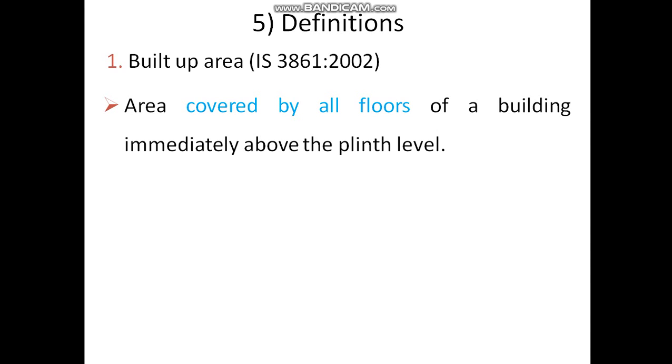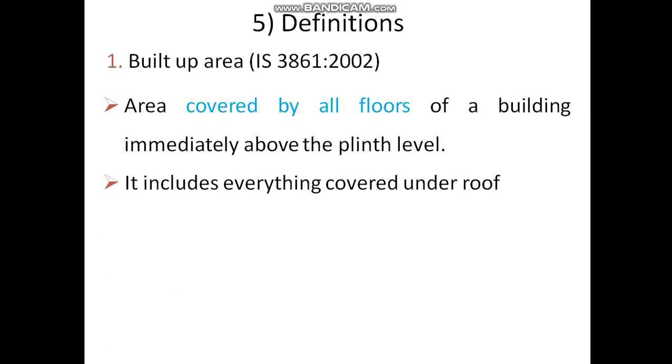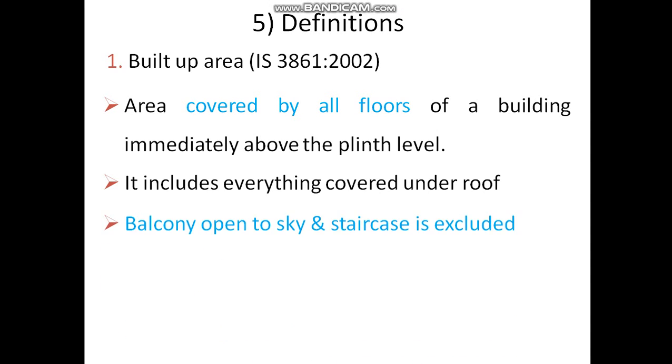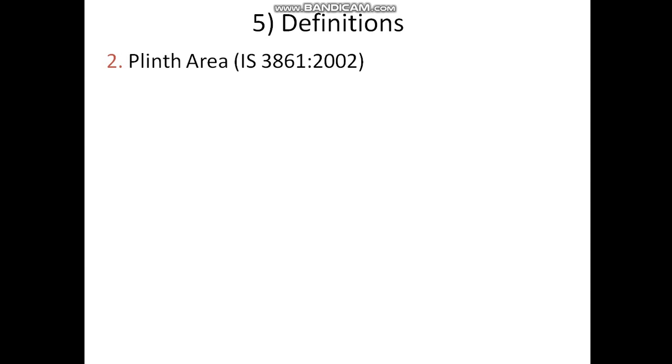It is the area covered by all the floors of building immediately above the plinth level. It means it is the summation of built up area of all the floors. It includes everything which is covered under roof, but it excludes balcony which is open to sky and staircase. Then next is plinth area.